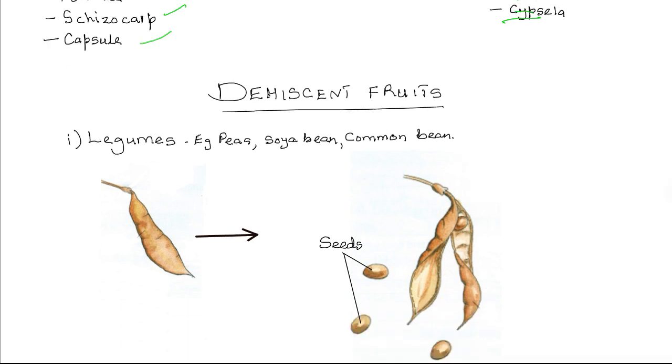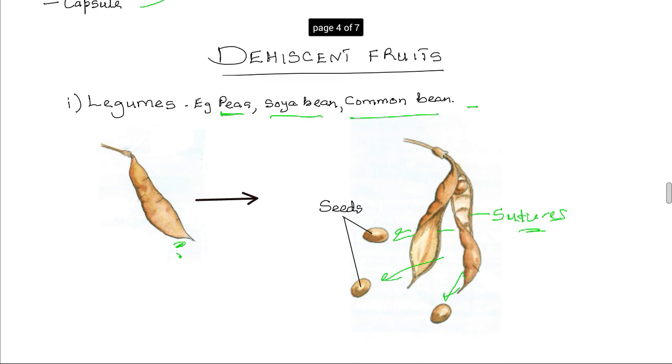The legumes or the pods include the peas, the soya beans, and the common bean pods. So here is a pod. On drying, the ovary, that is the pericarp, splits. So a pod is formed from a single carpel and it splits along two edges. So what characterizes the pod is that it splits along two edges. There are two lines of weakness. These lines of weakness are known as sutures. So a pod or a legume splits along two edges, scattering the seeds, and in this way helps in the dispersal of the seeds.